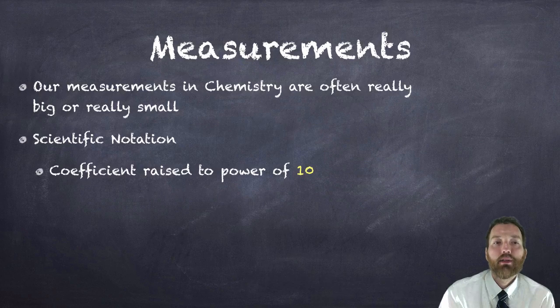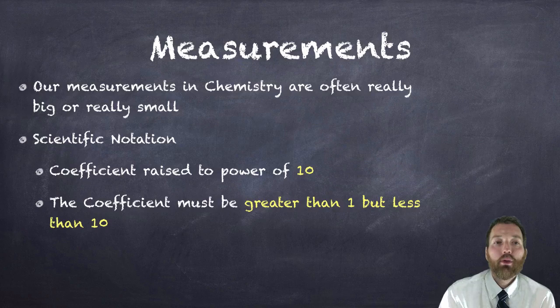A number in scientific notation is a coefficient raised to a power of 10. The coefficient, which is the number in front, has to be greater than 1 but less than 10. For example, 1.3 times 10 to the 7. So our coefficient is 1.3 and the power of 10 is 10 raised to the 7th.